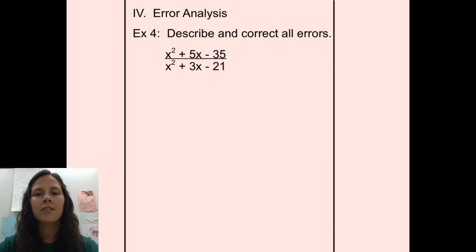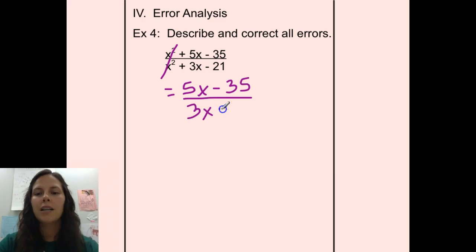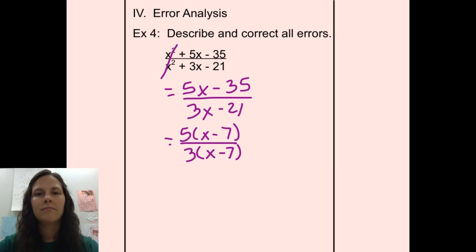Finally, I have an error analysis for you. I'm just going to simplify this expression and then we'll take a look at domain restrictions. Starting off, I have common factors of x squared in the numerator and the denominator. So that leaves me with 5x minus 35 all over 3x minus 21. Now I have a GCF in the numerator of 5, leaving me with x minus 7. My GCF in the denominator is 3, leaving me with x minus 7. My x minus 7's cancel. So my simplified expression is 5/3.